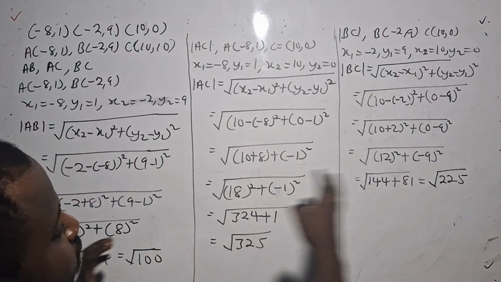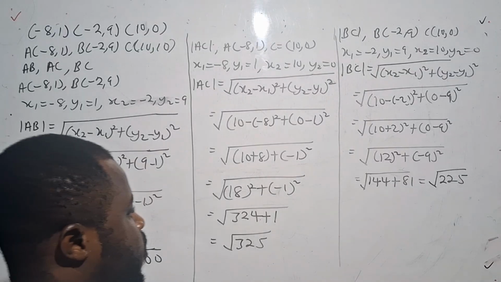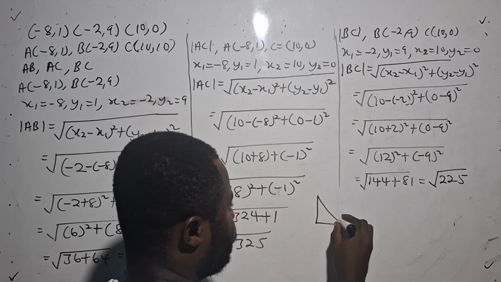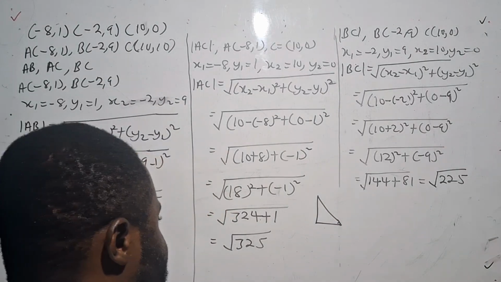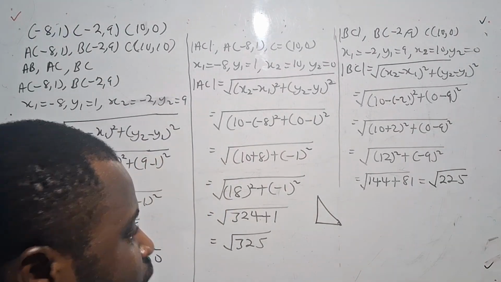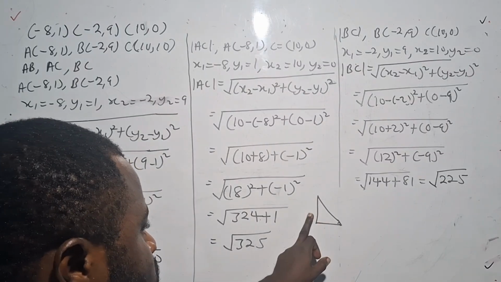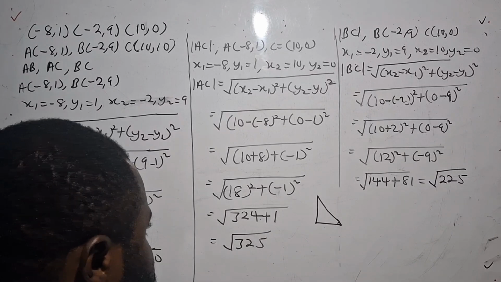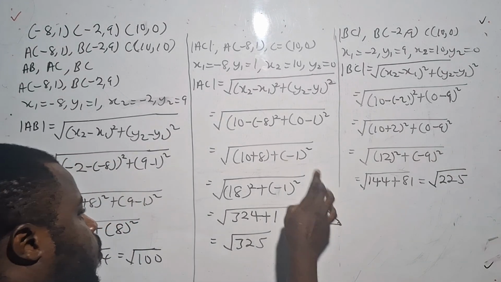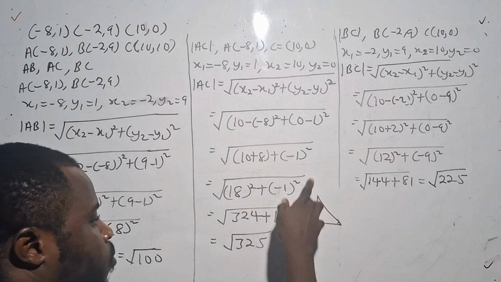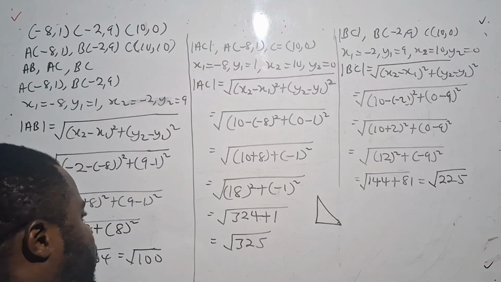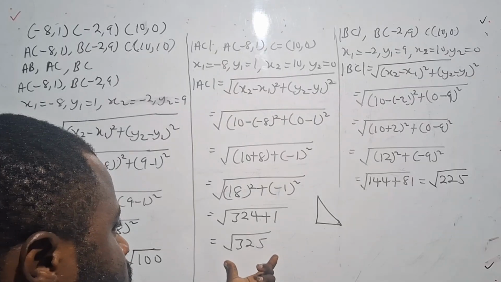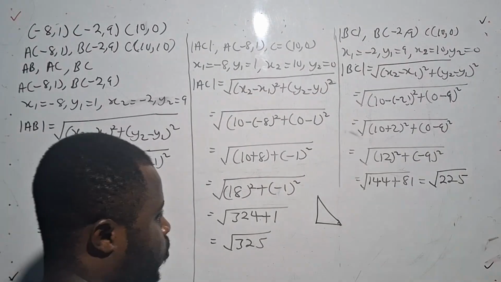Now we've gotten 3 lengths here. And as I indicated earlier, if I have a right angle triangle, this is the hypotenuse, that's the longest side. And according to Pythagoras, the addition of the two short sides squared gives you the longer side squared. So when you look at it, the biggest value here is the 325.